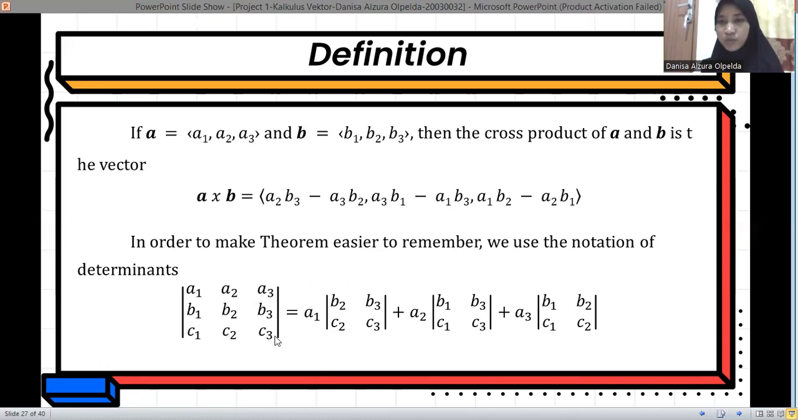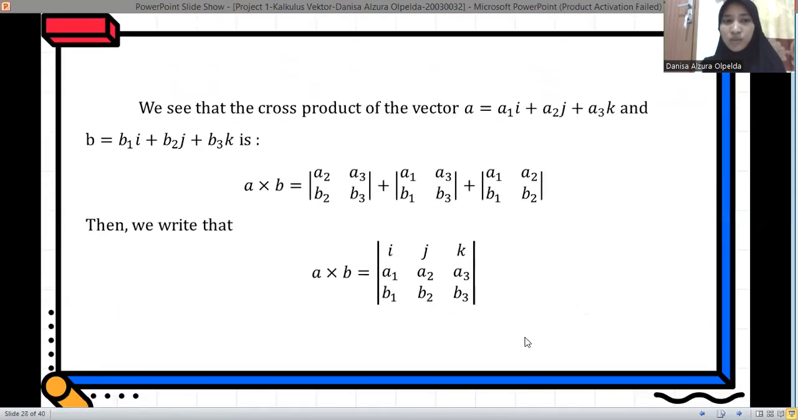We know from the last lesson that the vector A is equal to a1 i + a2 j + a3 k, and B is equal to b1 i + b2 j + b3 k. We can see this in this PPT. Then we write that A cross B is the determinant of the matrix with rows i, j, k; a1, a2, a3; b1, b2, b3.